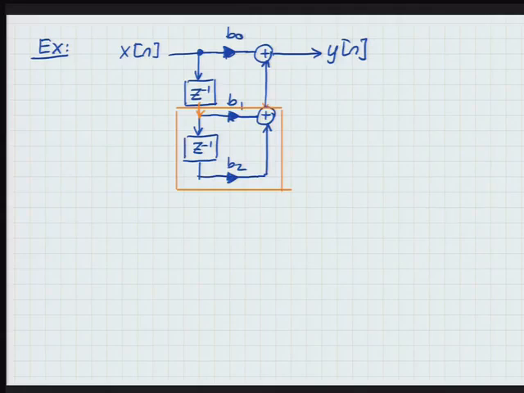block? Orange block is basically a parallel interconnection of two branches, right? One has gain B1, the other has gain B2 as well as a delay. So when we have parallel interconnections, what do we do? We just add the transfer functions, right? So this first branch here has transfer function B1, just a constant. And the second branch has gain B2 as well as delay. Okay? Yes? Agree?